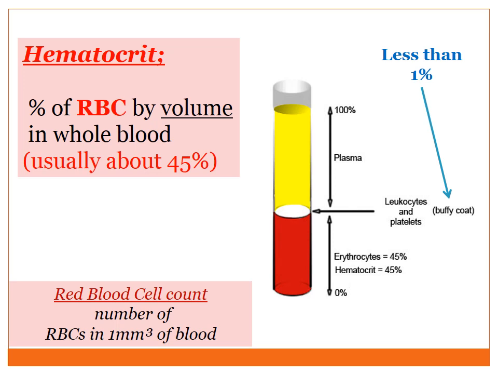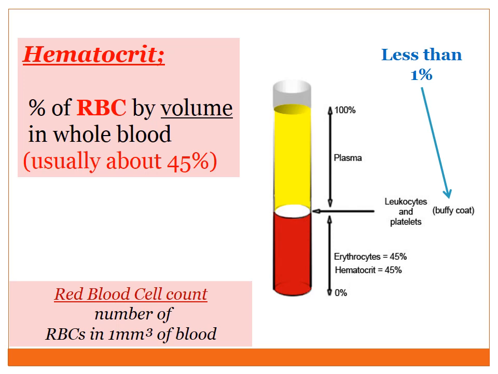If we were to put whole blood into a test tube and then put that test tube into a centrifuge, it will separate the whole blood into these three components. So you will have plasma, and then you'll have the red blood cells, and then you'll have what's known as a buffy coat, which is a thin layer of leukocytes and the platelets. So notice that the buffy coat is only comprising less than 1% of the total volume of whole blood.